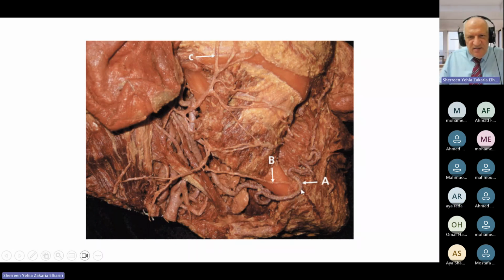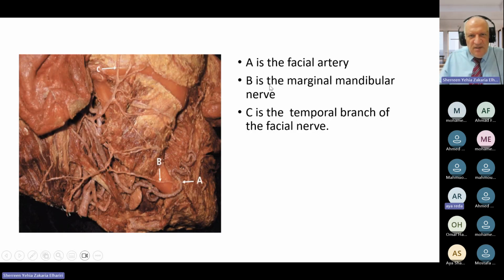Okay, A is the facial artery. And B looks like a branch of a nerve, a tiny nerve. It is the marginal mandibular branch. Okay, so B is the marginal mandibular, correct? A is the facial artery. And you have C here again. What is C? A branch of the facial. Okay, it may be the temporal branch of the facial.